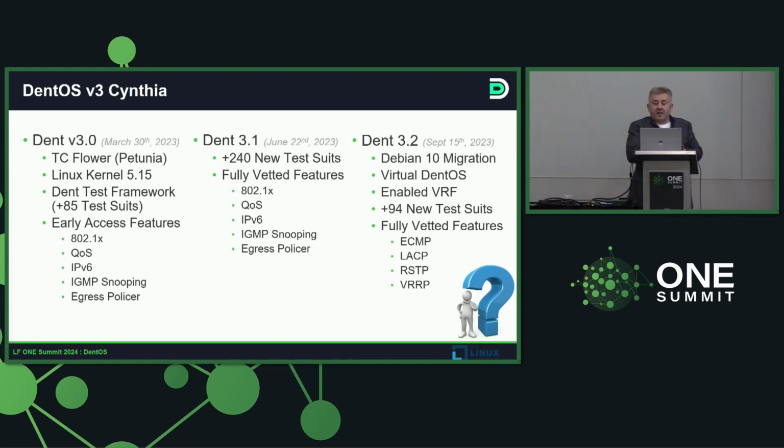We also followed up with the Dent 3.2 release. Debian 10 was updated. We added support for virtual Dent OS, so you don't have to use physical devices. You can do the control plane and some of the data plane functionality through Dent. I'll explain why this is a big difference. It's not just control plane access for the virtual Dent; it enables the data network flow as well. In certain cases, we enabled VRF, and we added more and more tests.